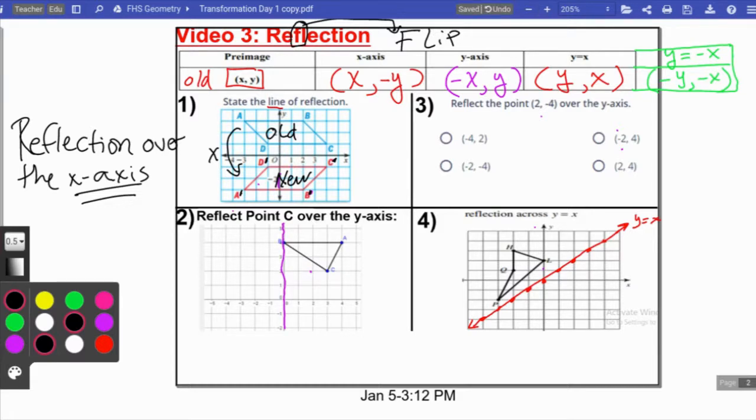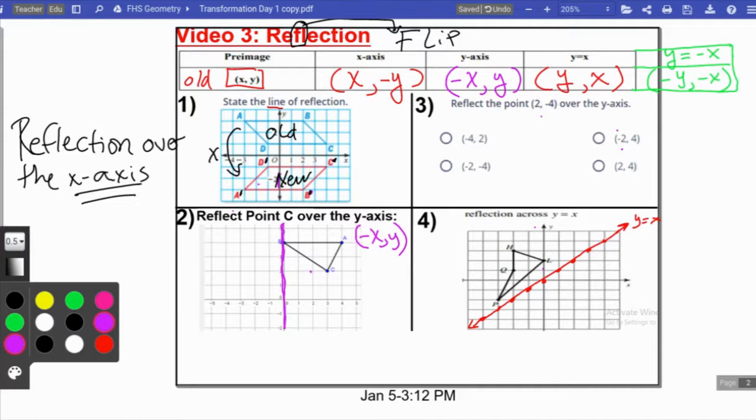All right, numero dos says reflect the point C over the y-axis. The y-axis clearly is this line right here. They want me to just reflect C over. We got that. So technically, I will look at the rule. The rule for reflecting over the y-axis is as follows, right? But it's so obvious that I don't really need this rule. Look, I'm going to reflect it over this line.